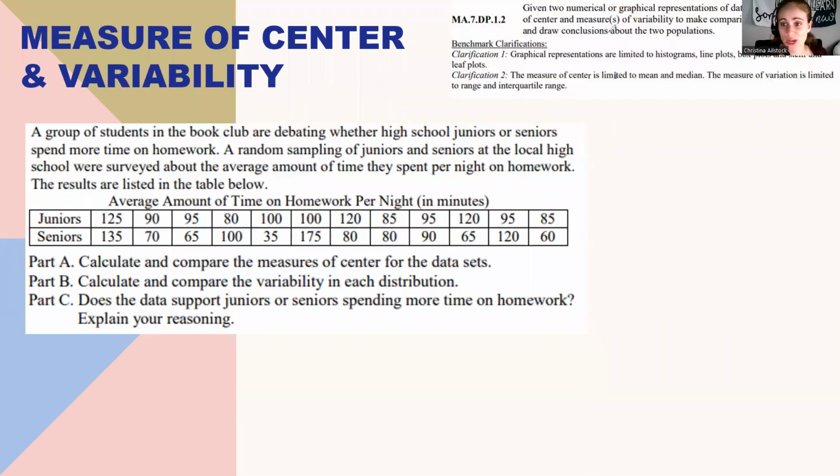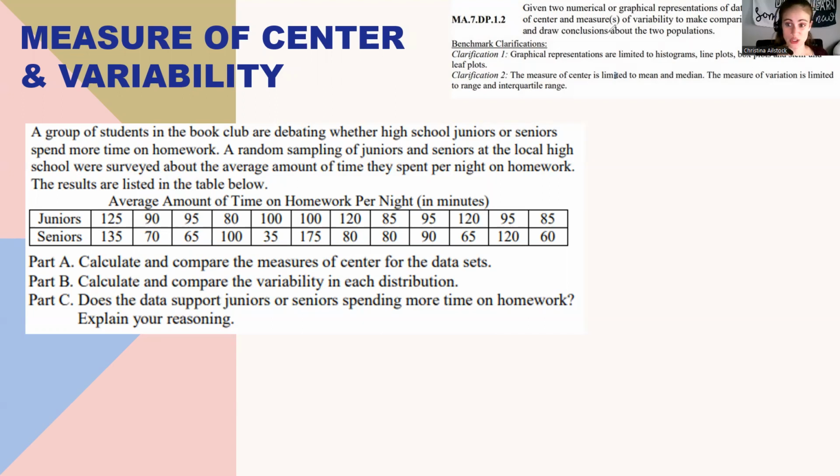All right, now we are going to work on a question that not only talks about measure of center, but also variability. A group of students in the book club are debating whether high school juniors or seniors spend more time on homework. A random sampling of juniors and seniors at the local high school were surveyed about the average amount of time they spend per night on homework. The results are listed in the table below. So the first row is juniors, the second row is seniors.